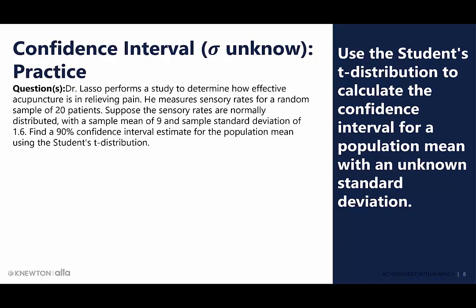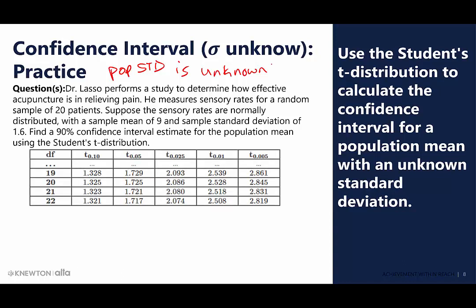So this entire section is all about whenever the population standard deviation is unknown. Okay, so it's a key distinction. All right. But we know the sample standard deviation. Construct a 90% confidence interval. Okay, so here we go.